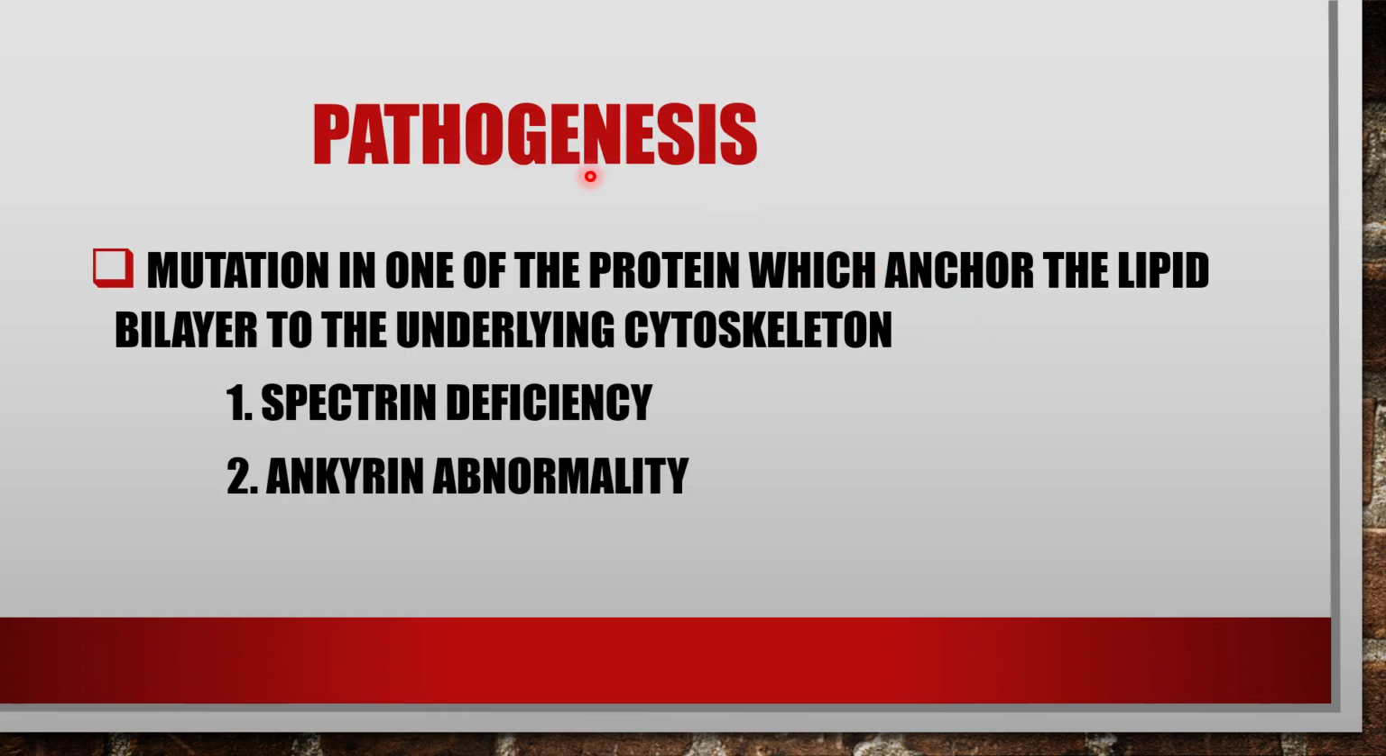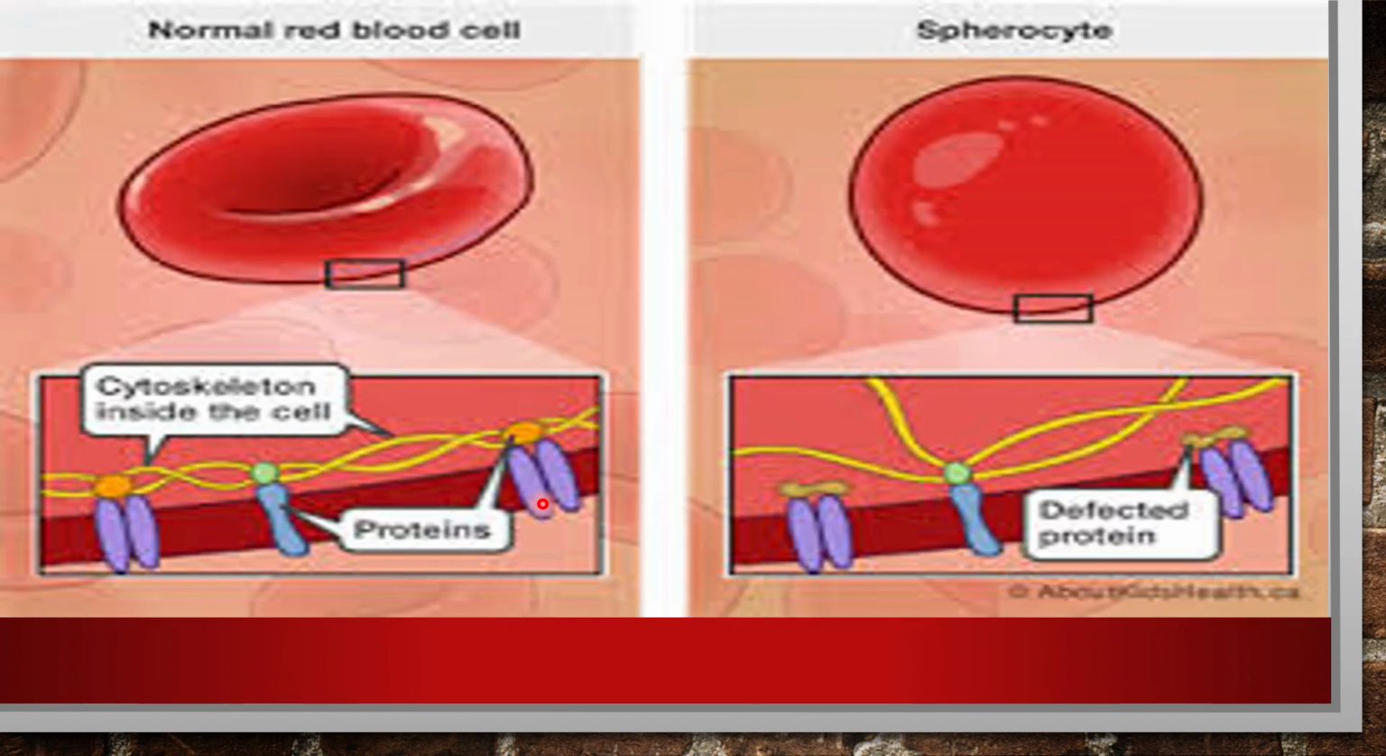So let us look into the pathogenesis of it. This is caused by mutation in one of the proteins which anchor the lipid bilayer to the underlying cytoskeleton. And these proteins are of two types: spectrin deficiency and ankyrin abnormality.